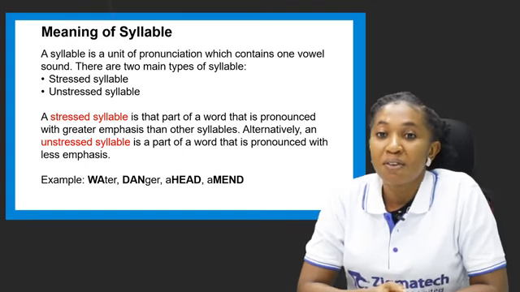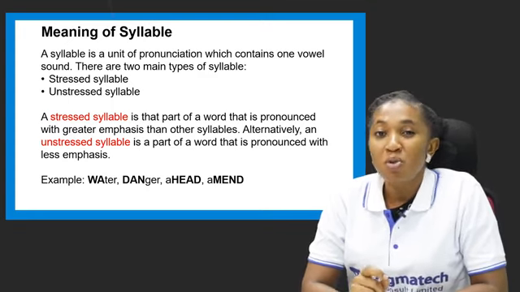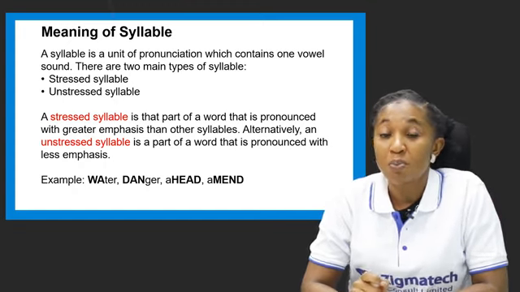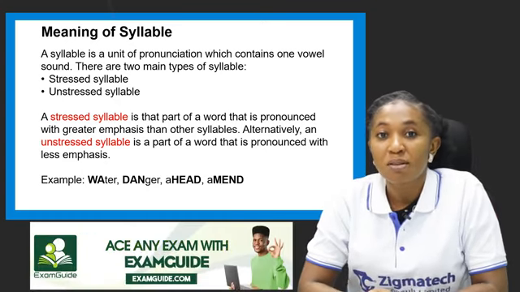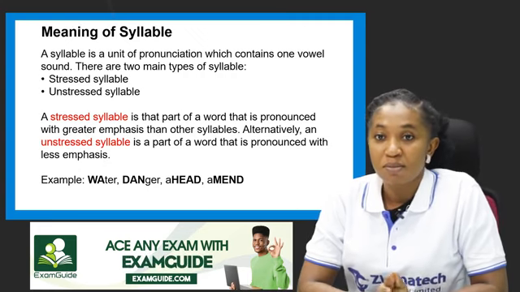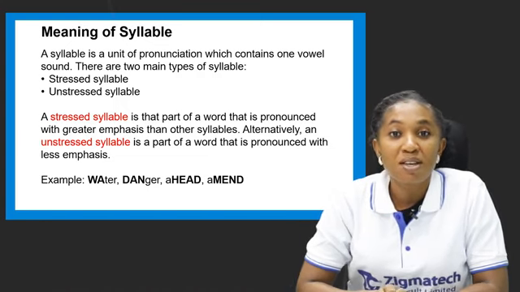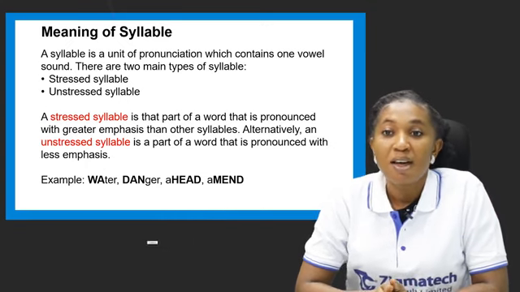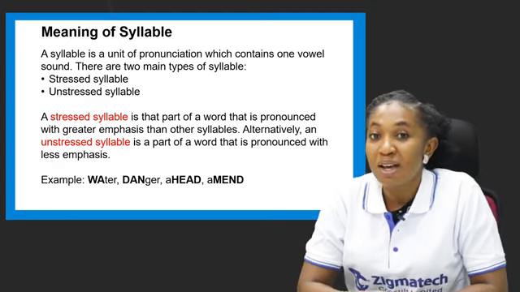Look at the examples we have here. The first one says water. On a closer look, you see that the stressed syllables in these words have been boldened. So we have two syllables in water, wa and ter. The stressed syllable is WA, while the unstressed syllable is TER. Another example is danger, ahead, amend. Now, these are examples of stressed and unstressed syllables.